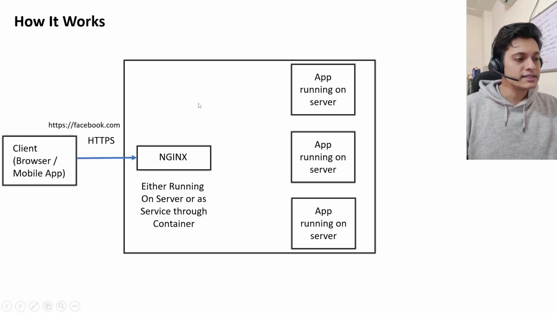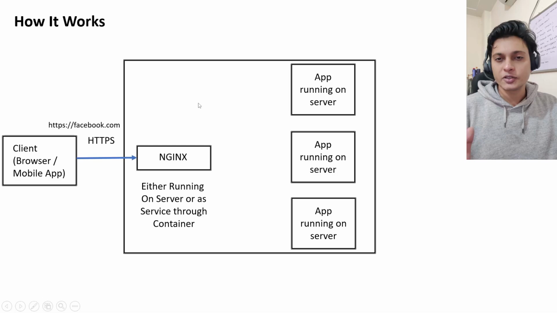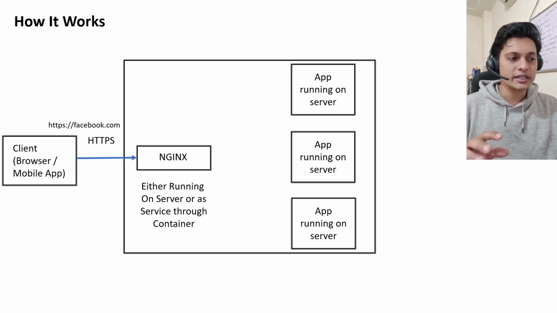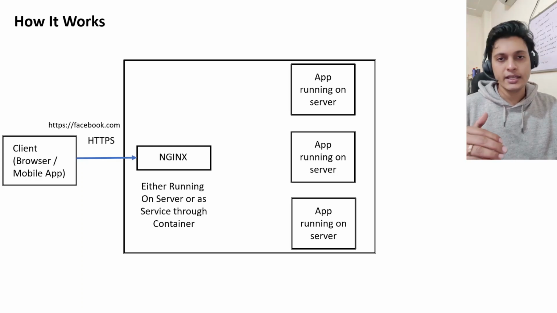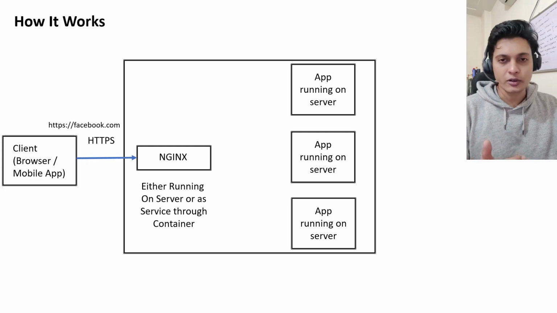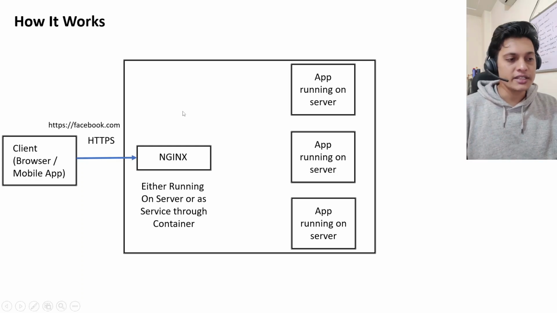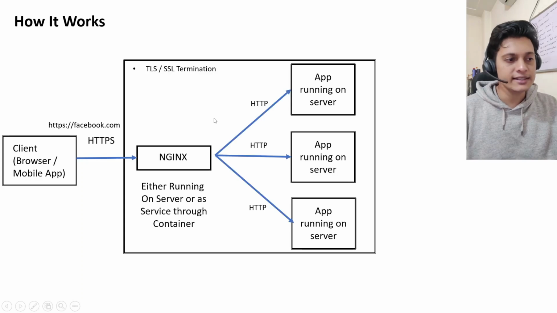Okay, so there is the client. What is the client? The client is your browser, your Google Chrome, your Safari, and it might be your mobile application. The user goes to that client, and from the client it sends a request in HTTPS. Let's say the user wants to access facebook.com. So the user will send https colon slash slash facebook.com. When it goes to the Nginx, Nginx will do the TLS SSL termination.